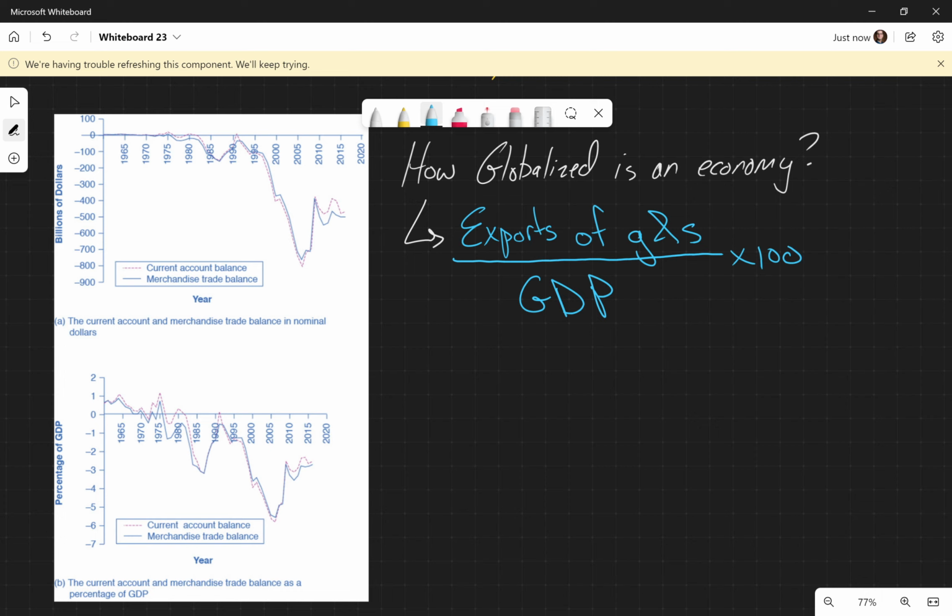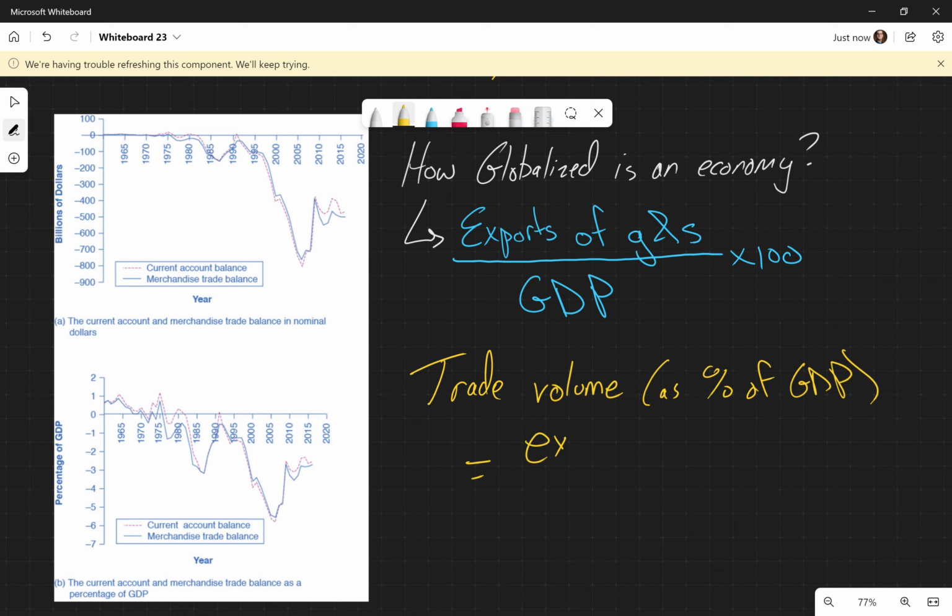One of the other ways you might see people talk about how globalized an economy is, is you may hear them talk about what's called trade volume. Again, this is as a percentage of GDP. Trade volume is just equal to, instead of exports minus imports, you just add them together.